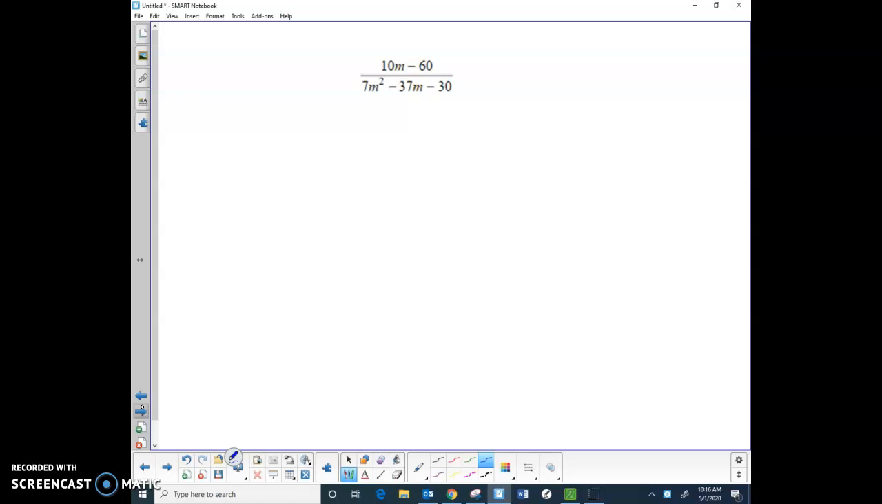Another one. The top, we can pull a 10 out of there, so we're left with m minus 6 in the numerator. Now, the denominator, there's nothing I can factor out of there, so I actually need to put that in factored form. To do this, I'm going to use my multiply, divide, and slide method. I'm going to take 7 and multiply it times 30, so 7 times 30 gives me 210.